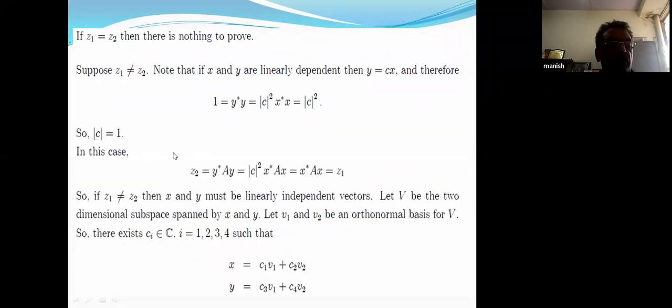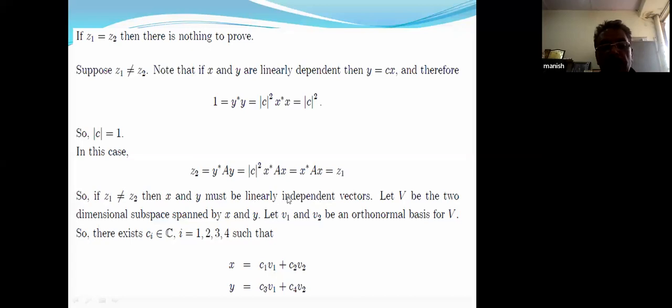If Z1 is equal to Z2, clearly there is nothing to prove. Suppose Z1 is not equal to Z2. If X and Y are linearly dependent, then we can write Y as cX, so Y star Y is mod C square X star X. This comes out to be mod C is 1. So in this case, Z2 again comes out to be Z1. So if Z1 is not equal to Z2, then X and Y must be linearly independent vectors.